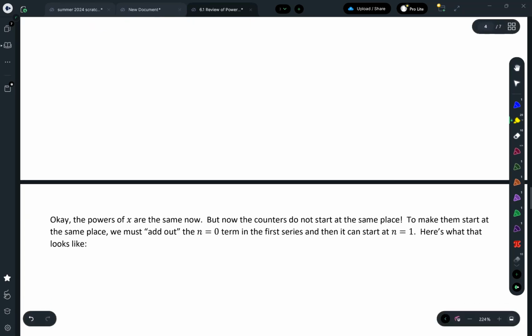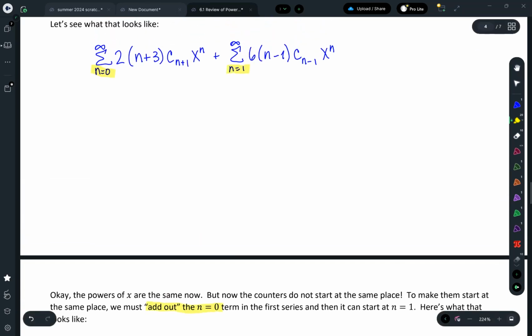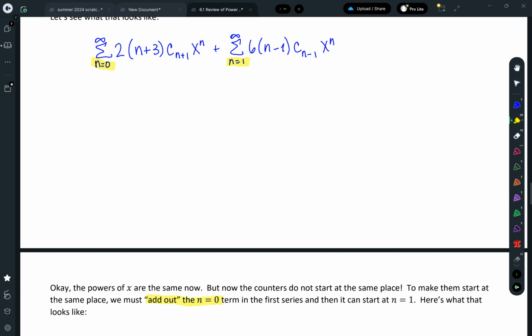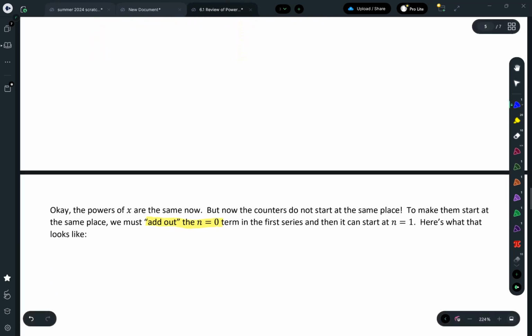To make them start at the same place, we must add out the n equals 0 term in the first series. And if we add out that 0th term, then the counter can start at 1. So here's what that looks like. Okay, so I'm going to have my sum. Sorry, I'm going to add out my 0th term.